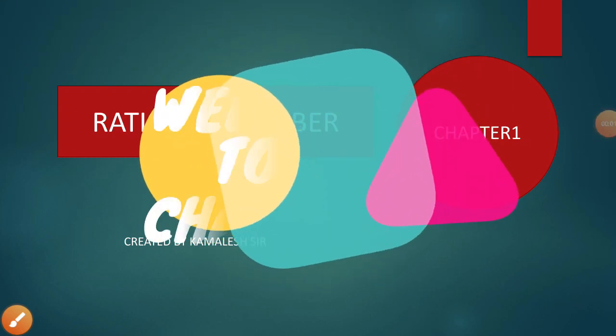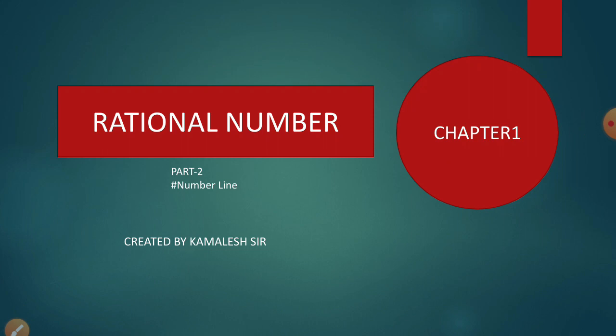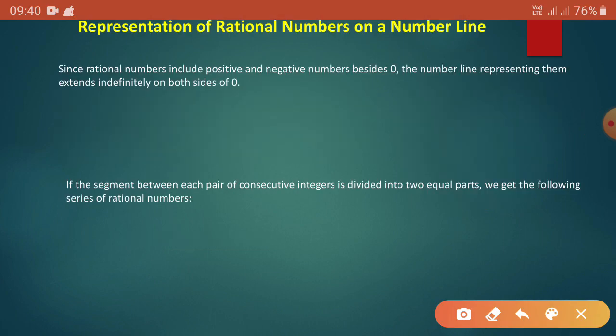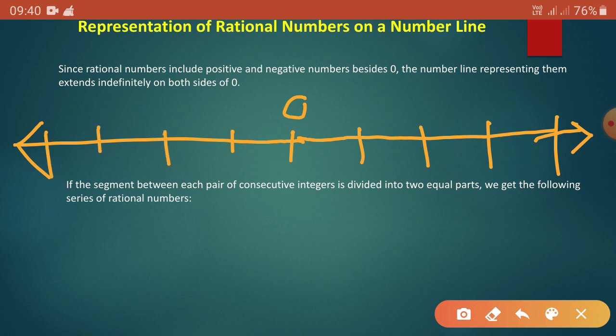Okay, welcome to the second part of rational numbers. Today we'll represent the rational numbers on the number line. Suppose this is the start of the line, that is 0, and it goes on with the same unit: 1, 2, 3, 4, and so on. And on the left side it also goes on up to infinity. Here also we are taking the same length division.